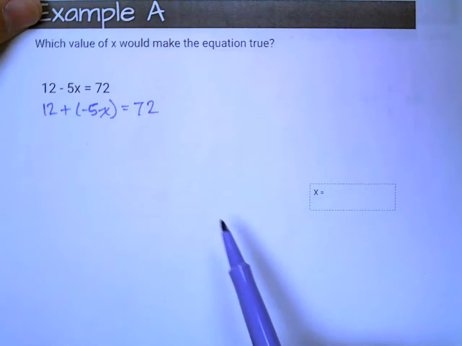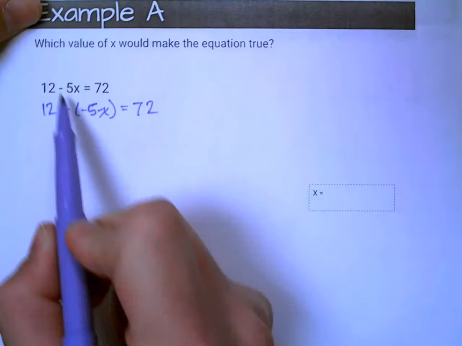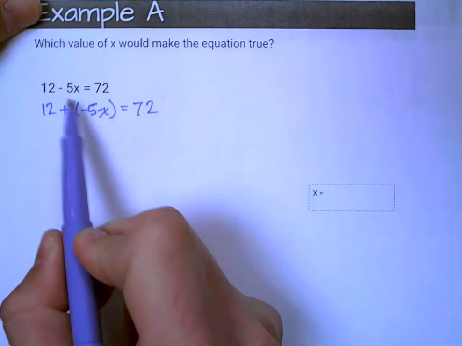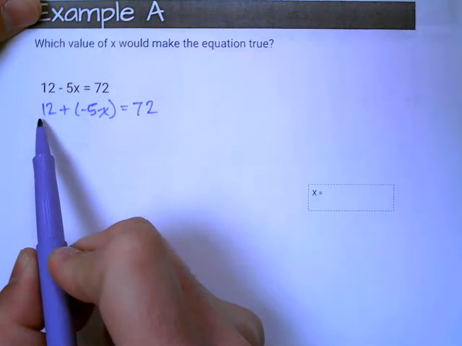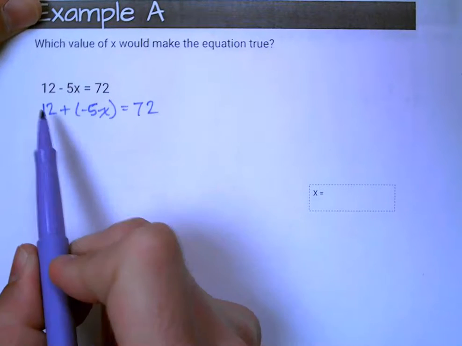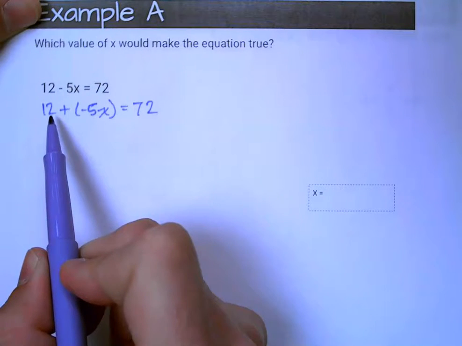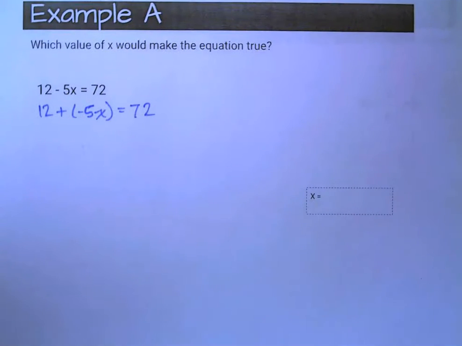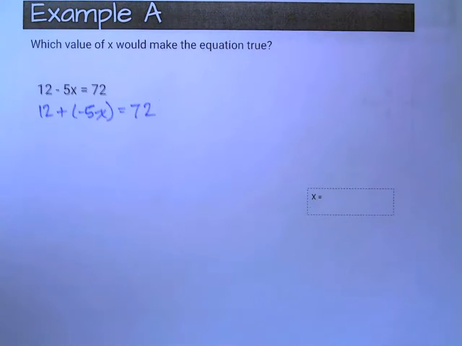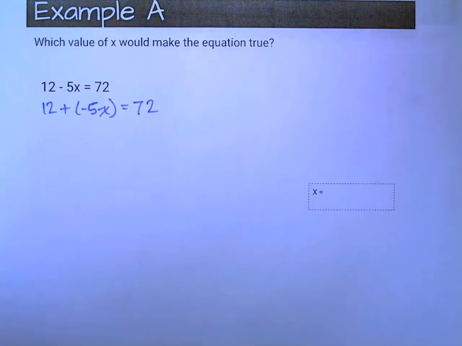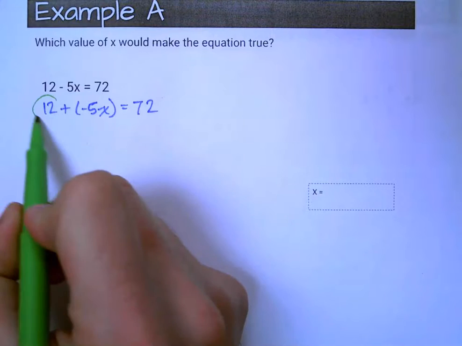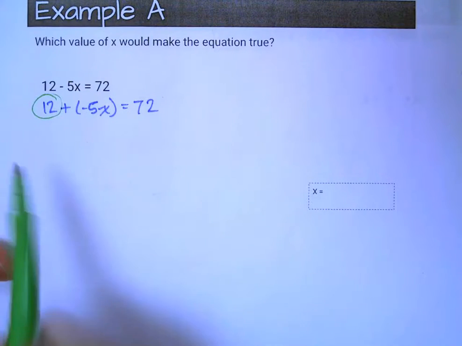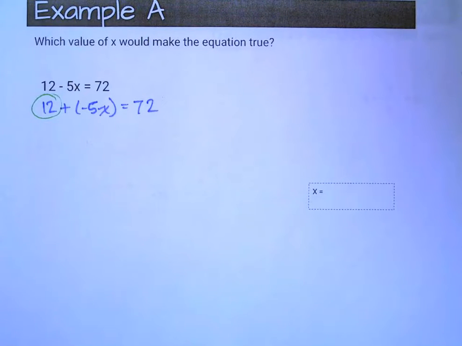The reason I did that is because I want you to know that this subtraction sign goes with the 5x. It has nothing to do with this 12. That is a positive 12, and that 12 is being added. So my first step is to get rid of the easy stuff, the addition and subtraction. Okay, so that is still this 12. Even though it's in the very first spot, that's still what I want to get rid of.